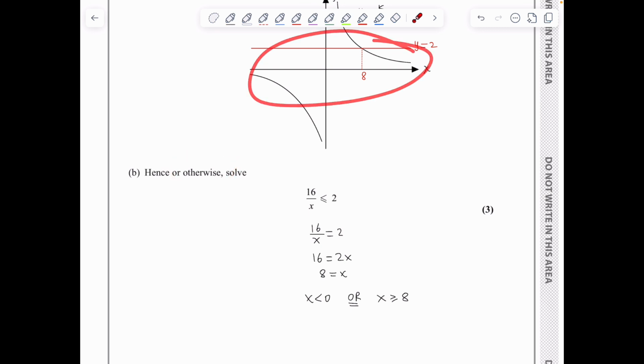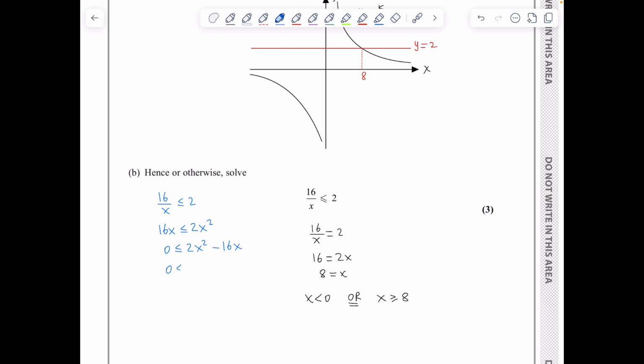diagram here. So starting with 16 over x being less than or equal to 2, it would be wrong to cross multiply by x because we don't know whether x is positive or negative, and therefore we don't know whether the direction of the inequality is affected. So to avoid this, I will multiply both sides of the inequality by x squared, taking me to 16x being less than or equal to 2x squared, and therefore 0 is less than or equal to 2x squared minus 16x.